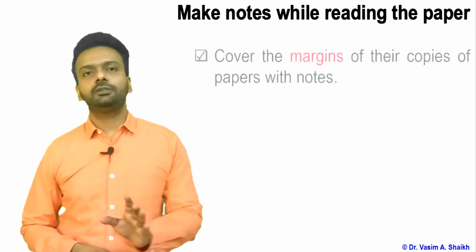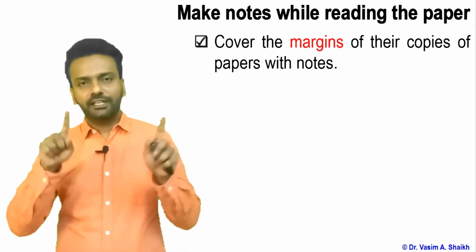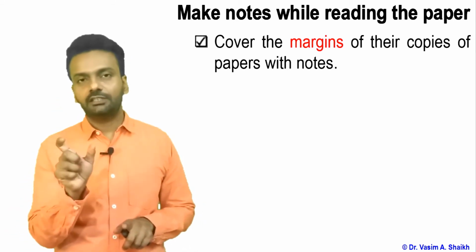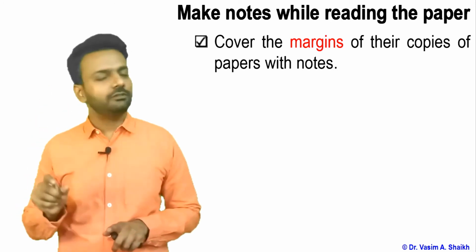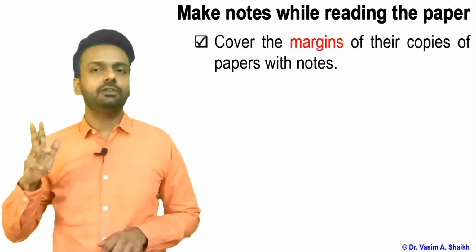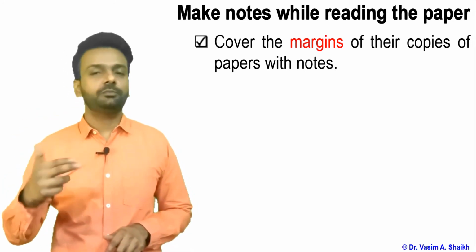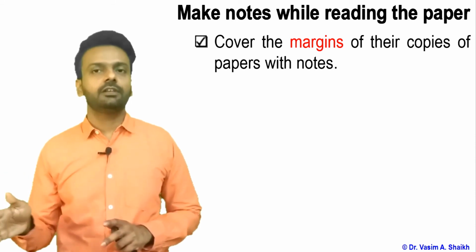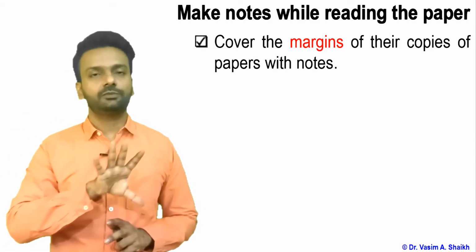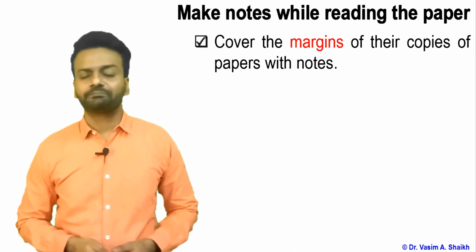So the first thing is that you need to cover the margins of the copies of the paper with notes. Generally I prefer a printout version, so that it becomes very easy and there is a lot of white space around the paper. Then you take a pencil, you mark and start writing, so that you know what you want to take from the paper, what you want to use in the literature review, or what important things you have summarized from that paper. You can cover the entire margin of the paper by writing that.